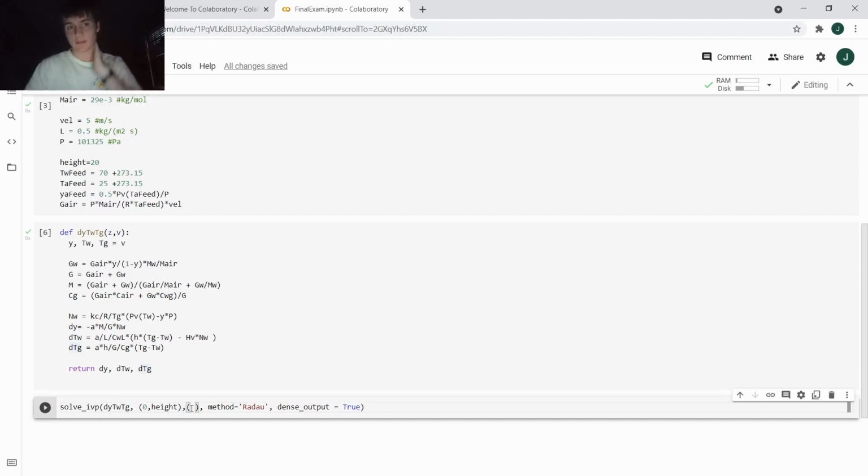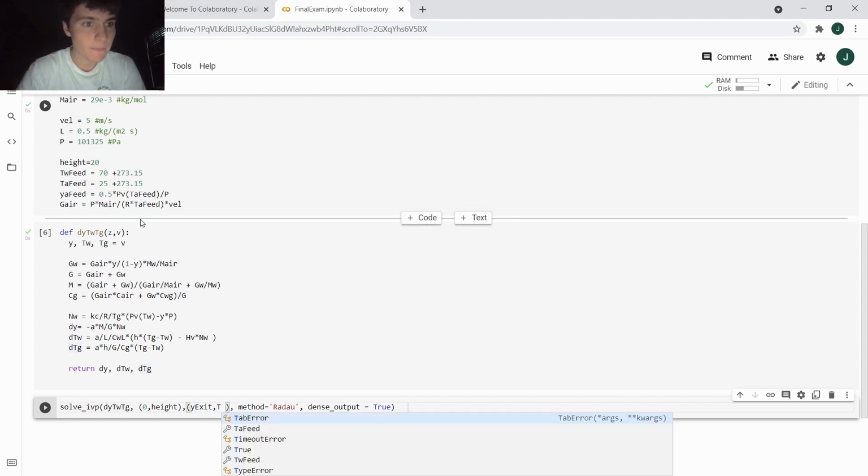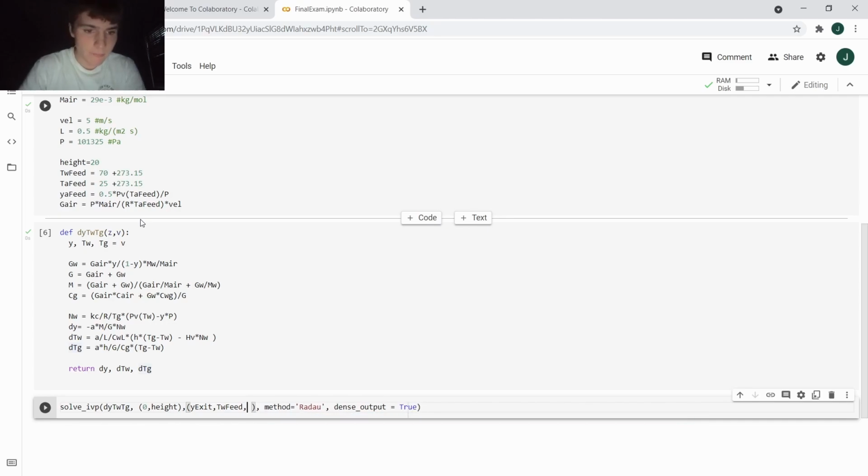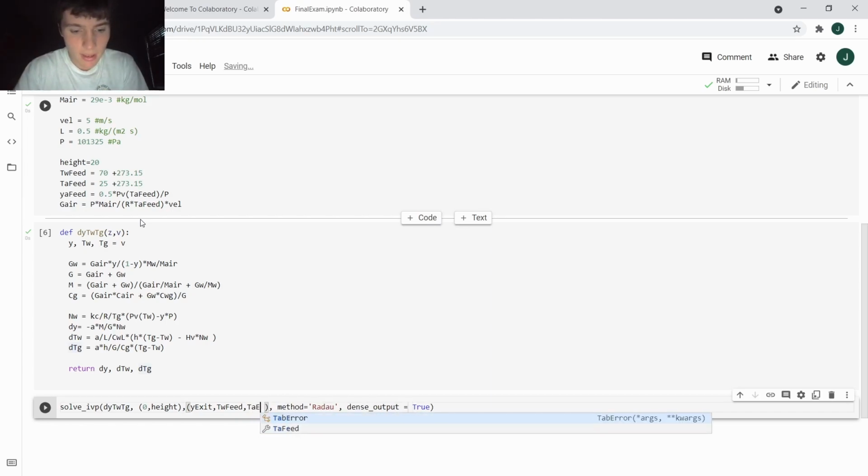This is where z equals 0. So z equals 0 is at the top, so that would be the mole fraction of water vapor in the air that's exiting. So that's y exit. Then what about the initial condition for the temperature of the water? That's the temperature of the liquid water. We already know that. That's the temperature of the water feed. So that's fine. And then the initial condition for the temperature of the air. That's the temperature of the air exiting, because the air exits at z equals 0. So T air exit.